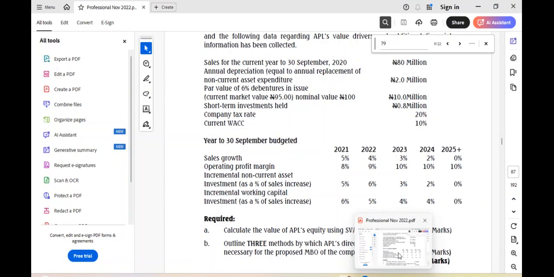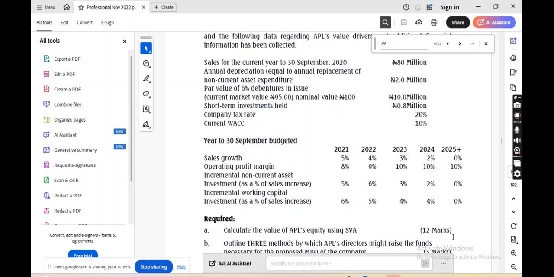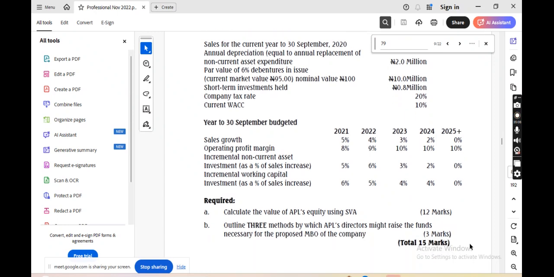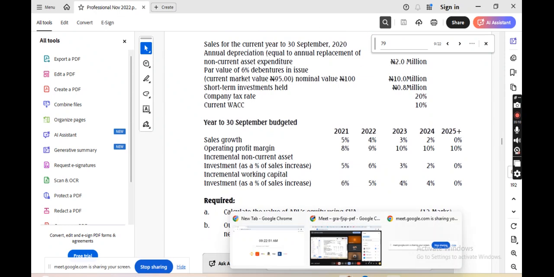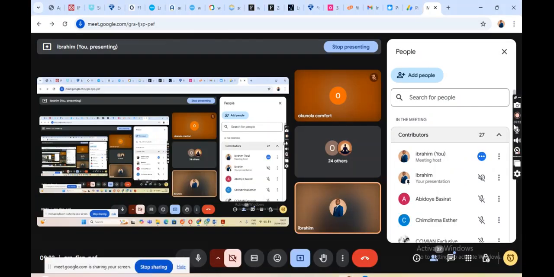So the B part of the question, I've explained that part of it yesterday. So the total is 15 marks. So thank you.